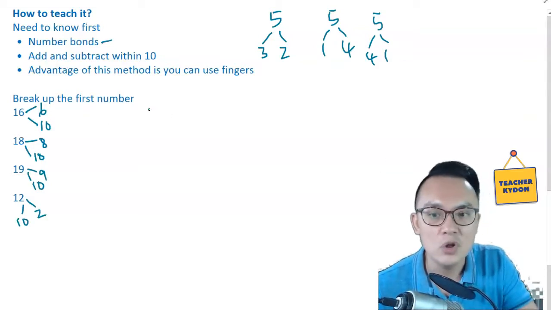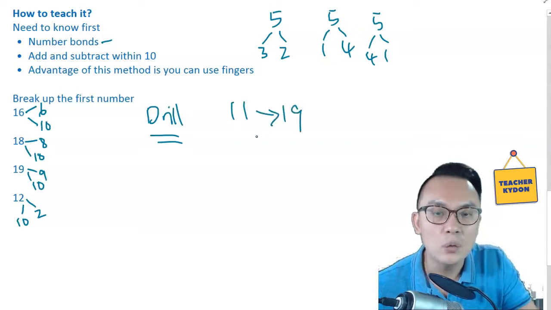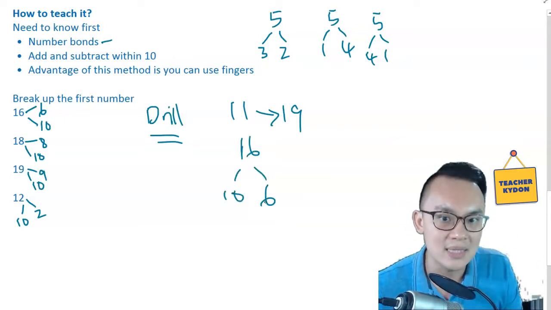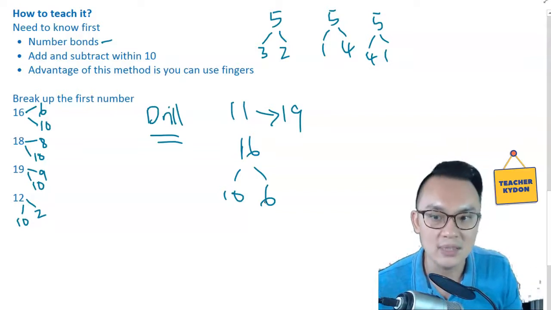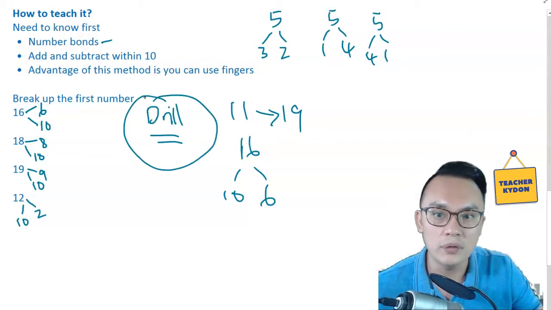Don't skip this step. Drill your kids on this until they can break up the whole sequence of 11 all the way to 19 with no issue. So once they see the number 16, they know I need to break it up into 10 and 6. Okay, so the first step is quite easy, which is just break up the first number. Make sure they drill it and they are super comfortable with this.